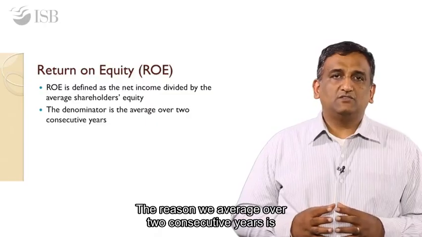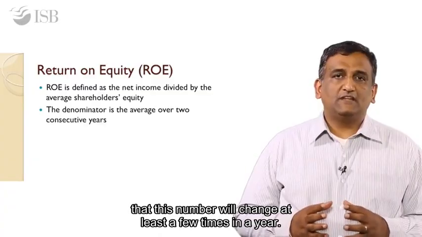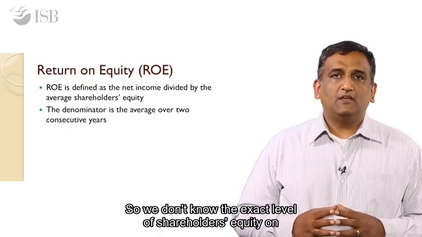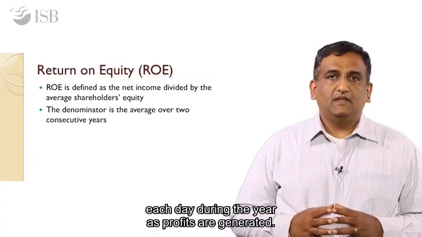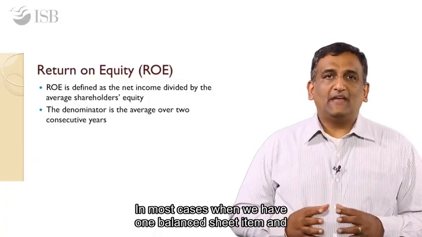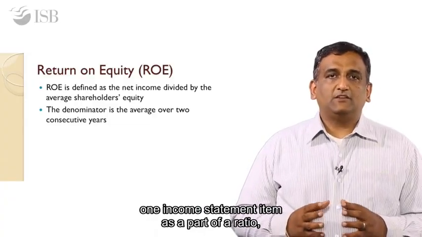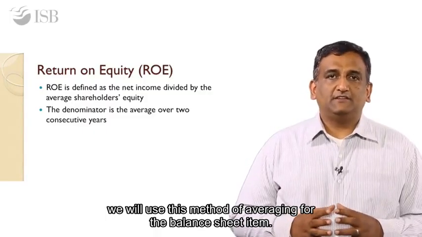The reason we average over 2 consecutive years is that this number will change at least a few times in a year. So we don't know the exact level of shareholders' equity on each day during the year as profits are generated. In most cases, when we have one balance sheet item and one income statement item as a part of a ratio, we will use this method of averaging for the balance sheet item.